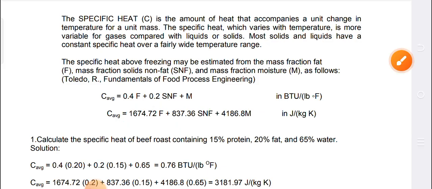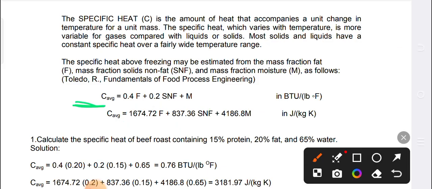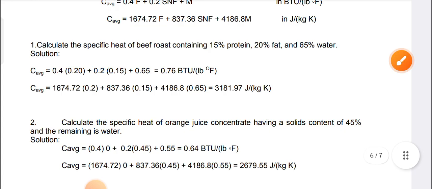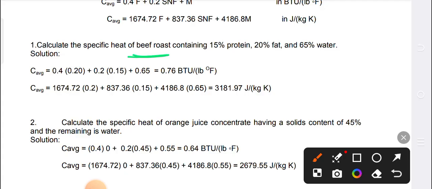And if we're going to have the first equation, ang unit niya ay British Thermal Unit or BTU per pound degrees Fahrenheit. And for the second equation, the unit would be joules per kilogram per Kelvin. Okay, so let's have the example. What is the specific heat of beef roast if it has a composition of 15% protein, 20% fat, and 65% water?